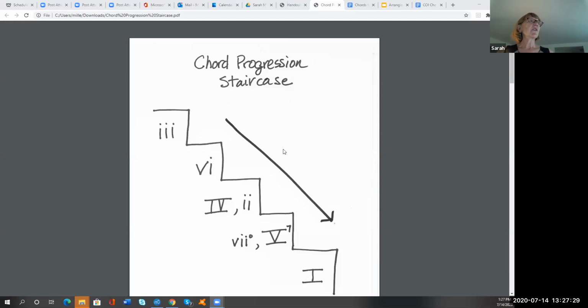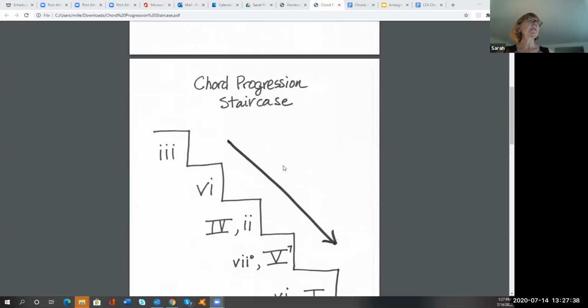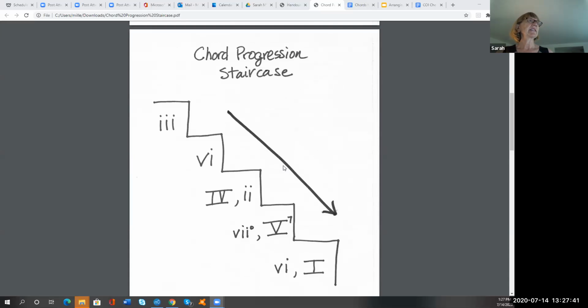Good. Okay. So there are more pages of the chord progression staircase. This is the most basic one, and this is for major. What's new here? And you can add this to yours. What do you see that you didn't see before? The 6. The 6 chord down here. Now, what do we call it when we go to the 6 instead of the 1? A deceptive cadence? Yes, so this is just the deceptive cadence, okay?